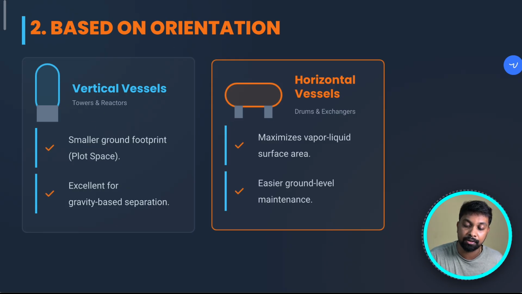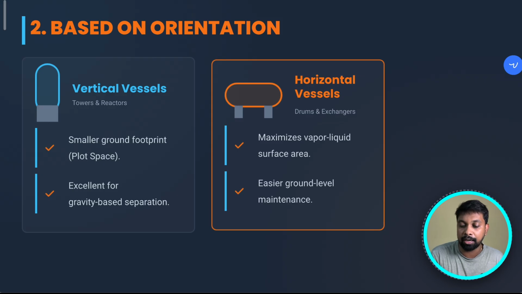Based on orientation, we have vertical pressure vessels and horizontal pressure vessels. Vertical pressure vessels are common for towers, reactors and air receivers. A vertical pressure vessel needs a very small area, while a horizontal pressure vessel needs a large area. Mostly drums and heat exchangers, almost 80% of heat exchangers, are horizontal, because the process requires more surface area. To give more surface area, the vessel has to be horizontal.